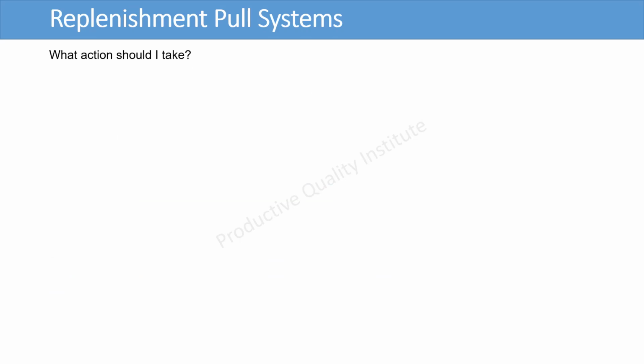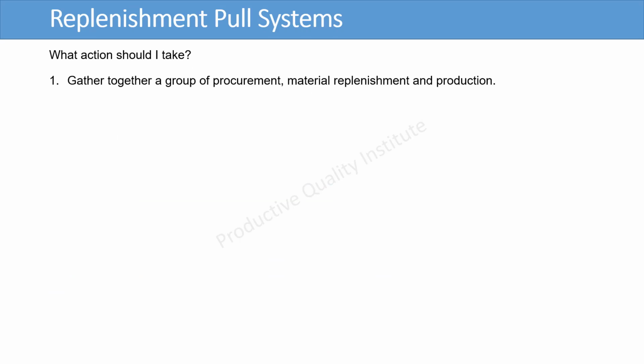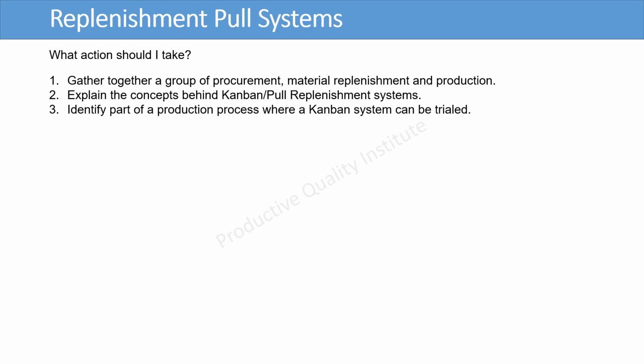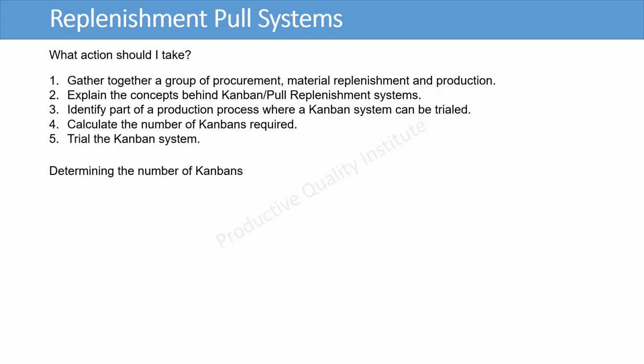What action should I take? Gather together a group from procurement, material replenishment, and production. Explain the concepts behind Kanban and pull replenishment systems. Identify a part of a production process where a Kanban system can be trialed. Calculate the number of Kanbans required. Trial the Kanban system.